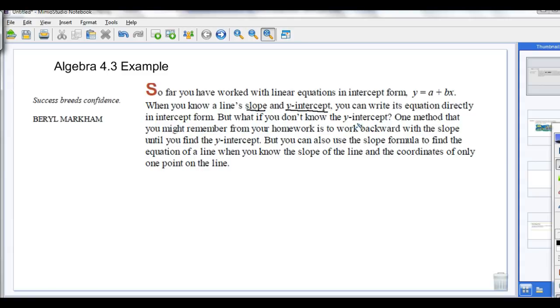But what if you don't know the y-intercept? One method that you might remember from your homework is to work backward with the slope until you find the y-intercept. A totally legitimate way of finding the y-intercept and writing an equation in this form. But you can also use the slope formula to find an equation of a line when you know the slope of the line and the coordinates of only one point on the line. And that's what we're going to do right now.